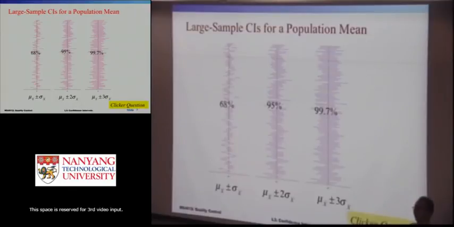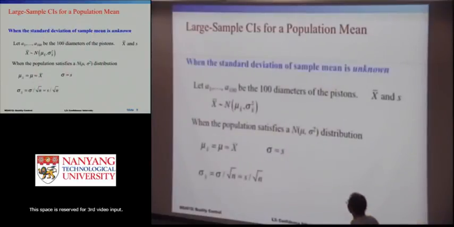Okay, so in the previous case, we knew the standard deviation of the sample mean, sigma x bar. But in most cases, actually, we don't know the standard deviation of the sample mean. So we don't know sigma x bar. For example, let A1, A2 up to A100 be the 100 diameters of the piston. Then we know x bar should satisfy a normal distribution. We learned this before.